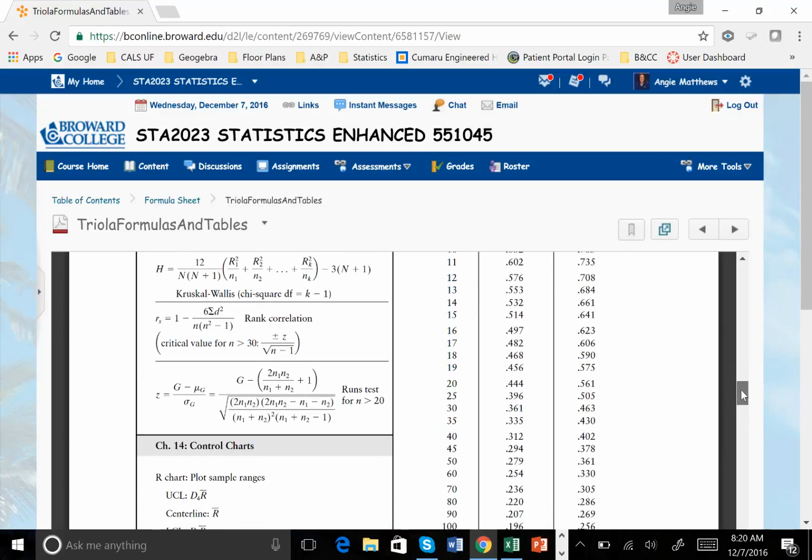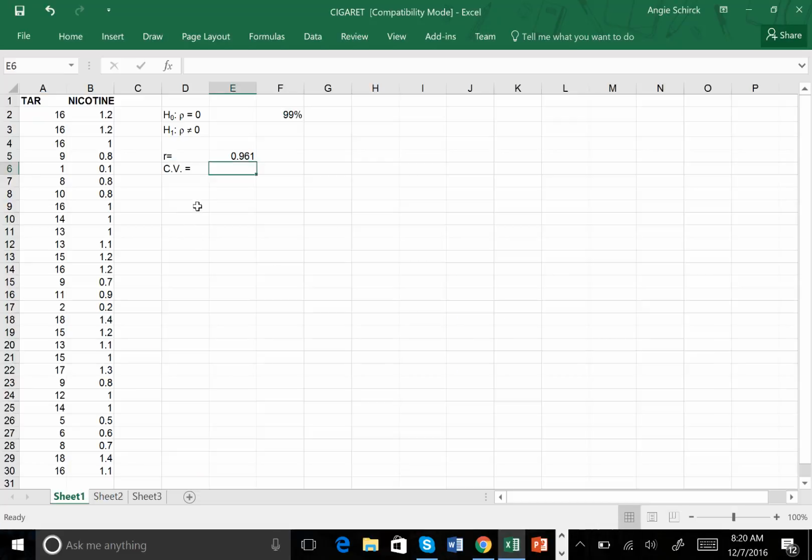So if we scroll on down here, we see that in this table, we don't have the value 29. So we will use the more conservative of the lesser of the two values, which is 25, and we see that we have a critical value here of 0.505. So we will go back over here and we will say that our critical value is 0.505.